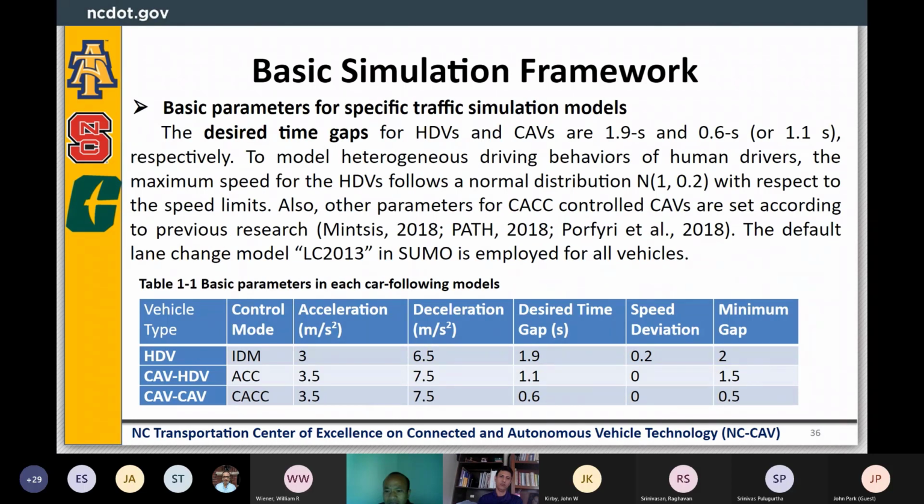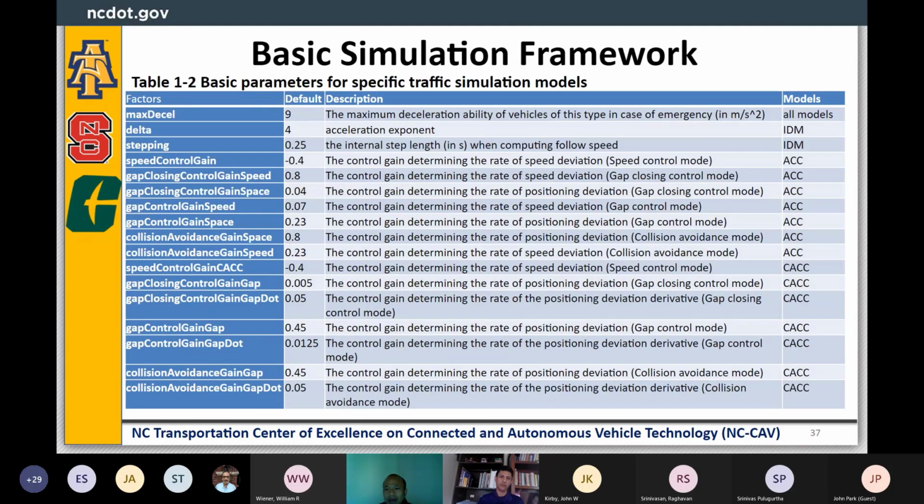And then these slides basically show a list of basic parameters that we use in our models. For example, we have time gaps between CAV and CAV. We have 0.6 seconds. And for human-driven vehicles, the time gap is 1.9. And then when an autonomous vehicle follows a human-driven vehicle, we have 1.1 seconds as the time gap. And we have a list of papers shown here. That's where those parameters come from. Next slide, please. And then these slides basically summarize the list of parameters we used in our models.